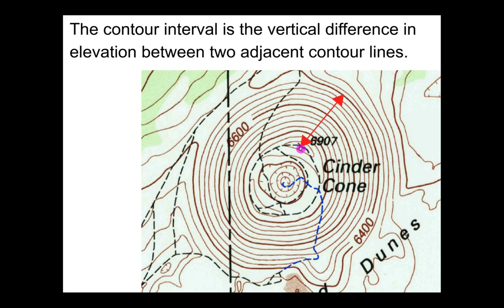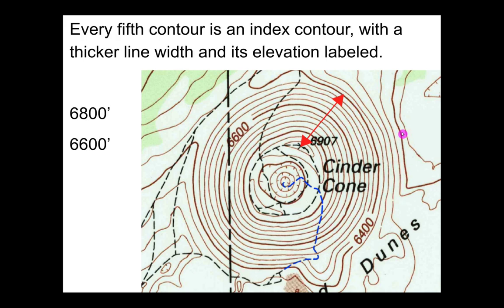The contour interval is the vertical difference in elevation between two adjacent contour lines. So the vertical distance, for example, between the indexes is 200 feet. 6,600, 6,800. So the next one down should be 6,400, and the next one down would be 6,200. Every fifth contour is thicker and darker and should have a number attached to it at some point. Those are index contours. So the index contours are every fifth: 1, 2, 3, 4, 5. Index 6,800.